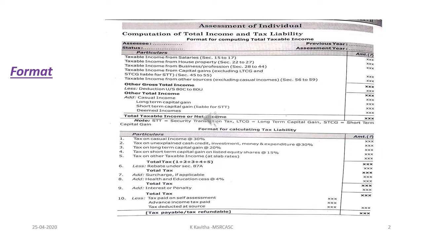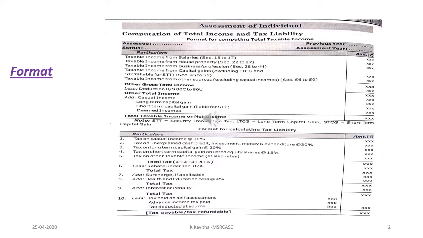Whereas under slab rate, which applies to individual assessees, up to 2.5 lakhs there is no tax, 2.5 lakhs to 5 lakhs there is 5%, 5 to 10 lakhs 20%, 10 lakhs and above 30%. This is called as slab rate. That is the difference between the slab rate and the flat rate. So after applying this format, we will arrive at the total taxable income.